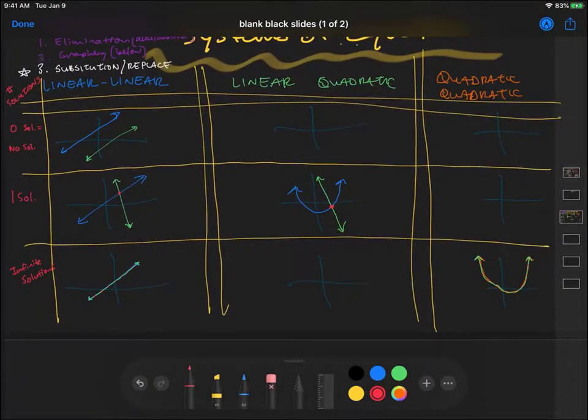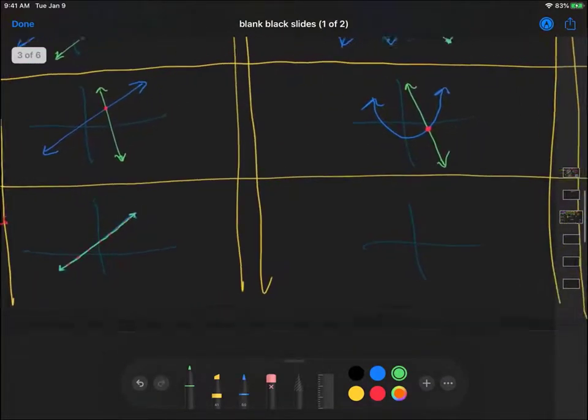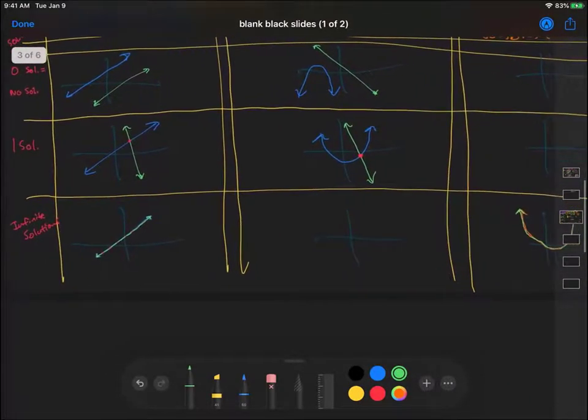But let's do linear and quadratic. Let's do something different, right? Whoa. Totally missed it, right? No intersection, no dates, no solutions to that one. Okay, how do you get an infinite? Okay, this one's going to be impossible, so there is no infinite. But there is one I missed. There's actually two solutions. Can you think of it?